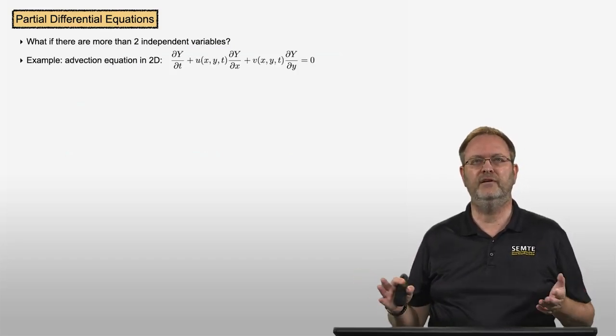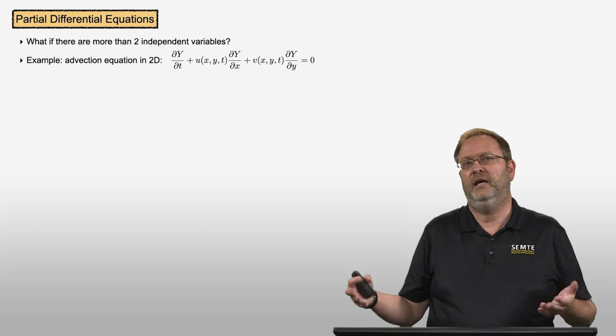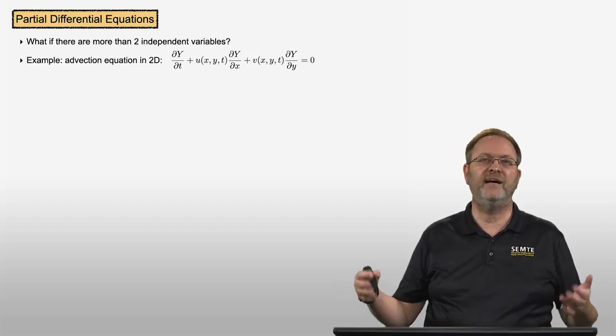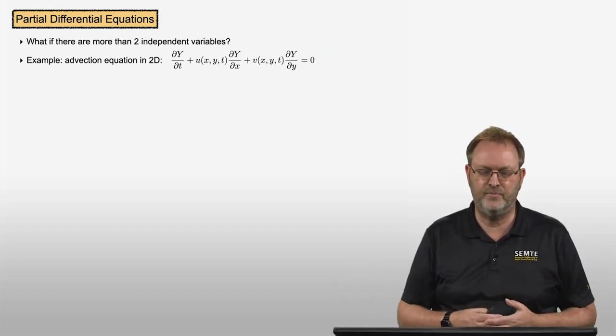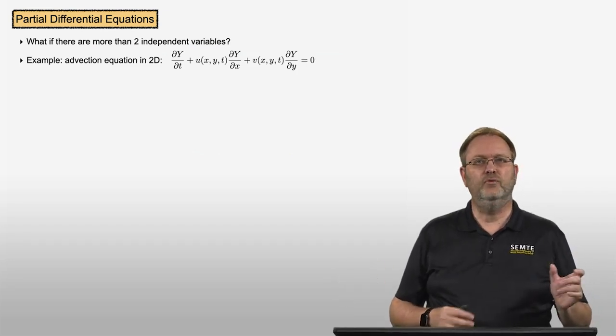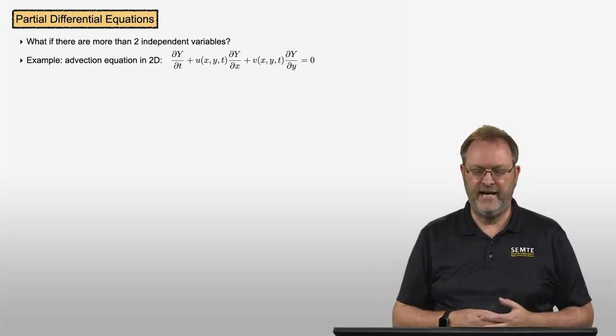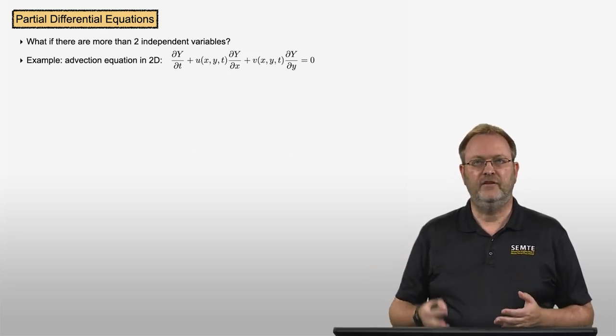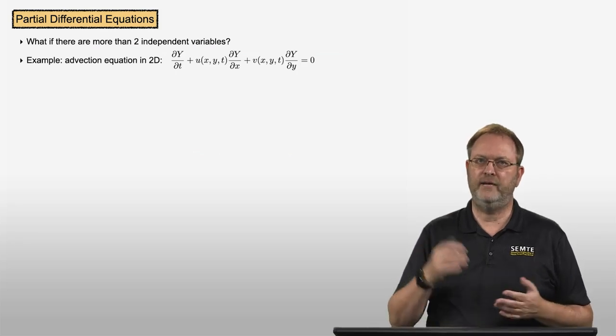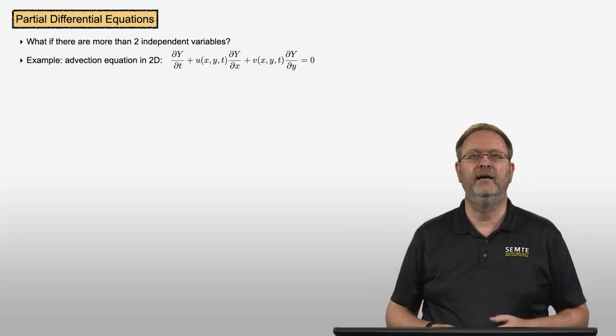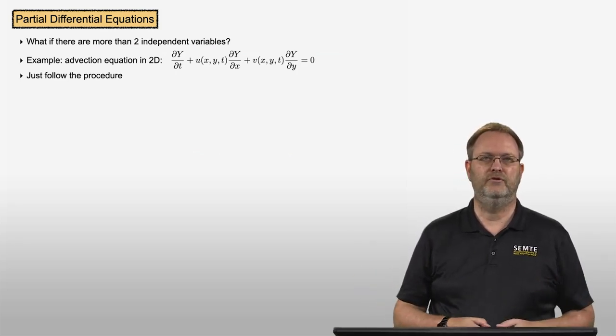An example here is the advection equation in 2 dimensions of a mass fraction y that gets transported with a velocity u in the x direction times dy/dx plus the velocity v in the vertical y direction times dy/dy, and that is then equal to 0.